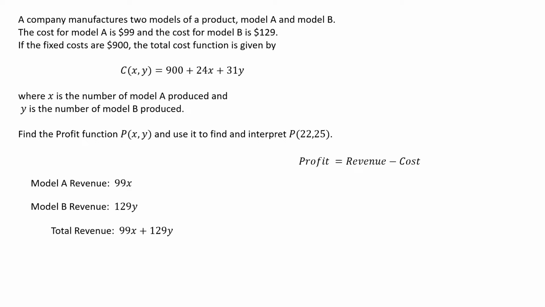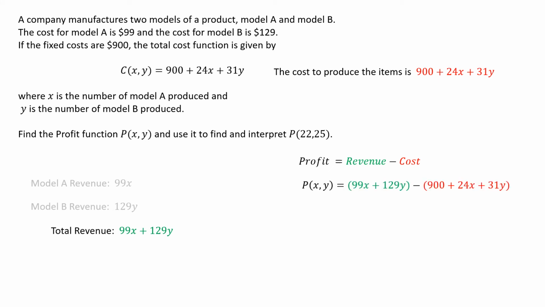But how much did it cost us to make those? Well, that's what the cost equation gives us. So now we're ready to do revenue minus cost because we figured out the revenue and we were given the cost. Plugging those in, simplifying, and we now have a profit equation.